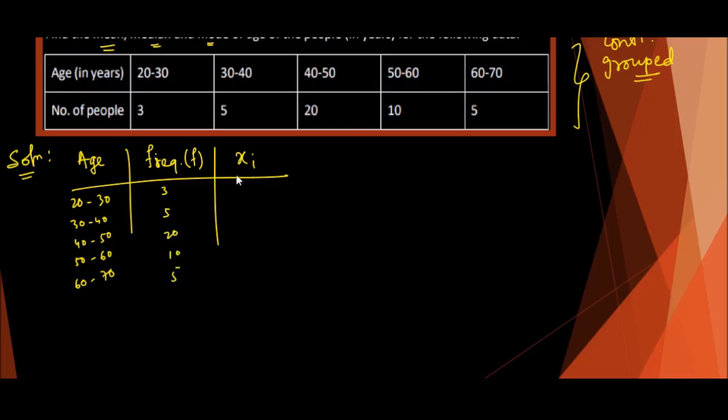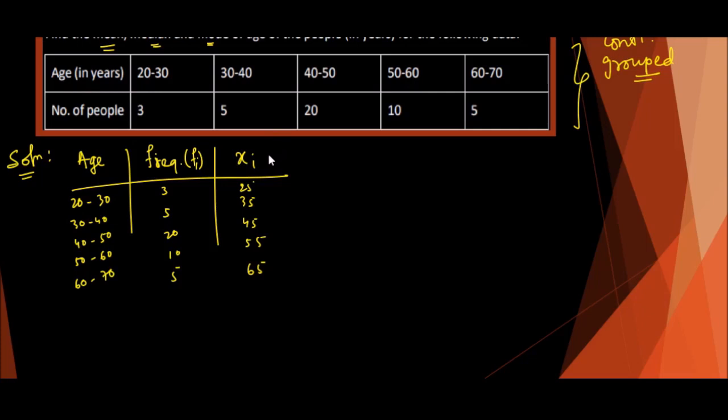Now you need to find x_i. Basically here you have the f_i values, and x_i is nothing but the mid value. 20 plus 30 divided by 2, so 50 divided by 2, you have 25 here. 30 plus 40 divided by 2, 35. Likewise, you write down these x_i values, that is the midpoints. So it is going to be 45, next 55, and next 65. You can just check it.